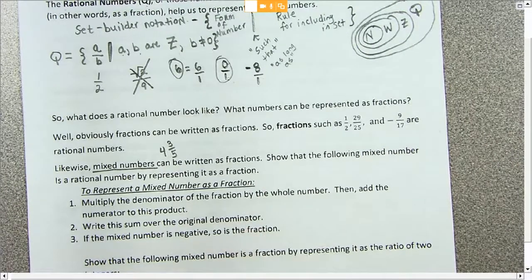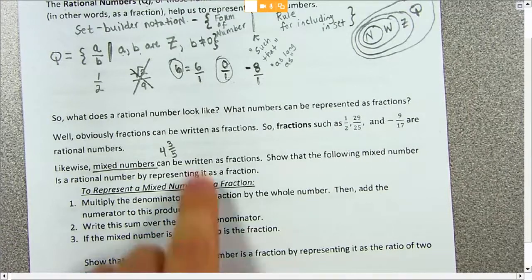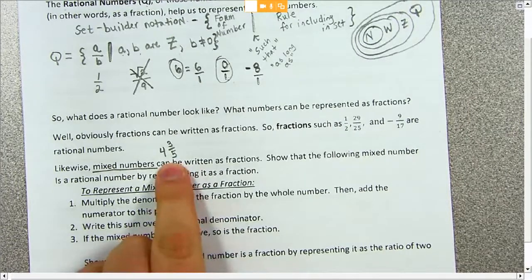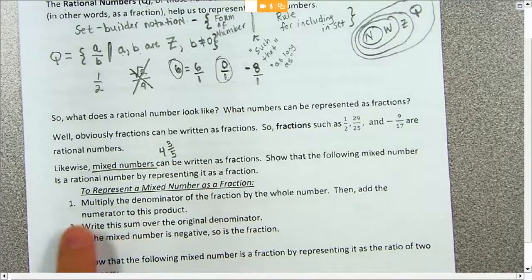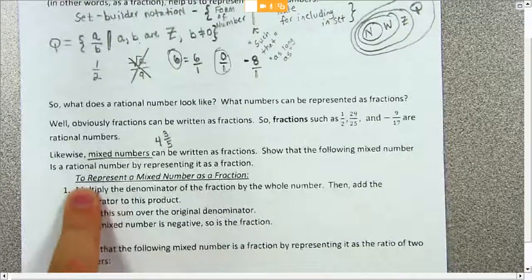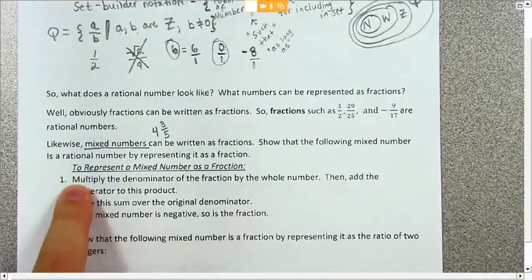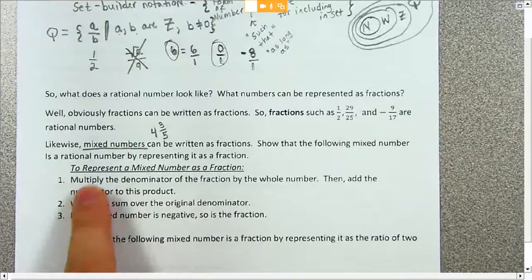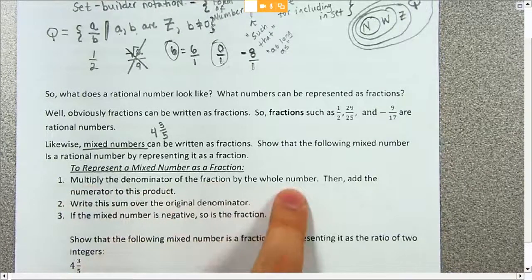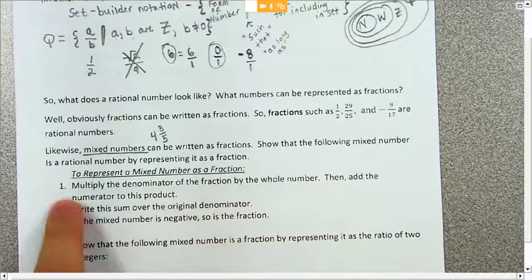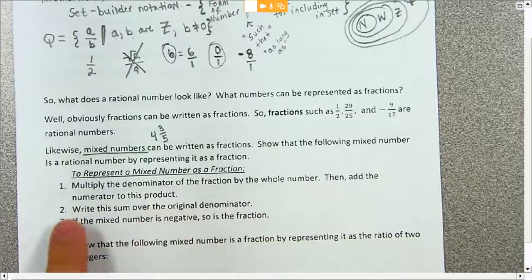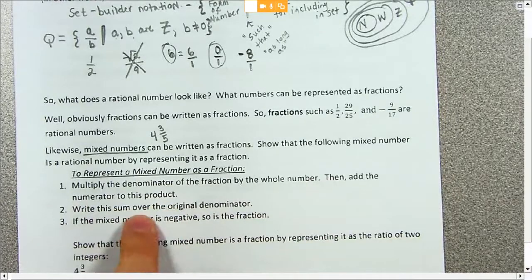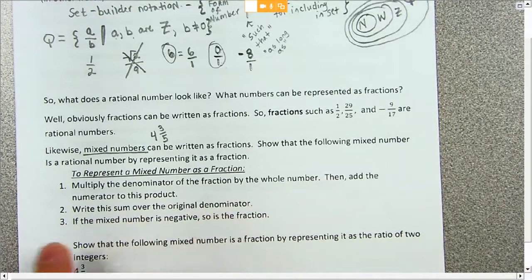So you might have some questions in your homework that say, show that this is a rational number by writing it as a fraction. Okay? And so I give you a little method here. To represent a mixed number as a fraction, you're going to multiply the denominator of the fraction by the whole number, then add the numerator to this product. After that, you're going to write this sum over the original denominator. And if the mixed number is negative, so is the fraction. Negatives don't come into play, but you may see a negative number.